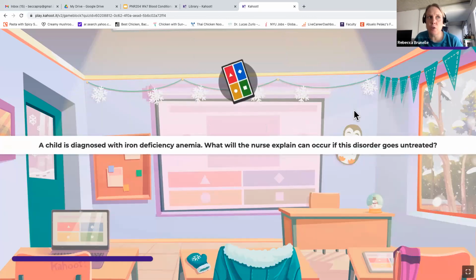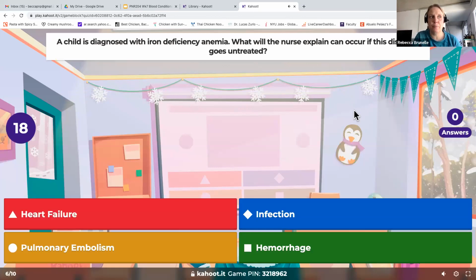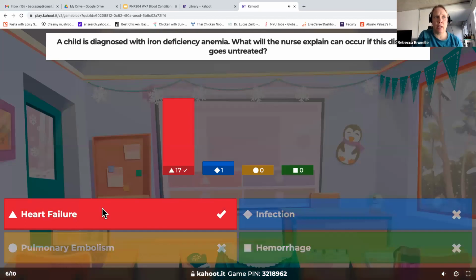So a child is diagnosed with iron deficiency anemia. What will the nurse explain can occur if the disorder goes untreated? Heart failure, pulmonary embolism, infection, or hemorrhage? All right, very good. Yeah. So if they have untreated iron deficiency anemia over time, it can lead to heart failure.